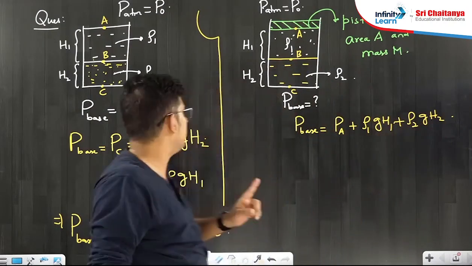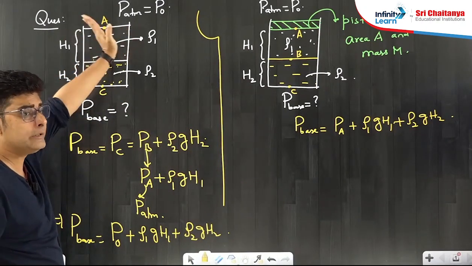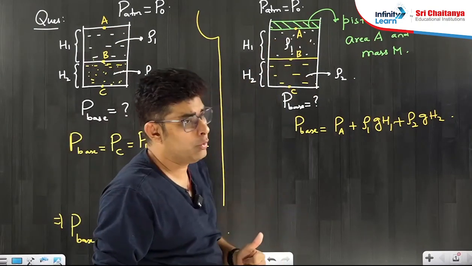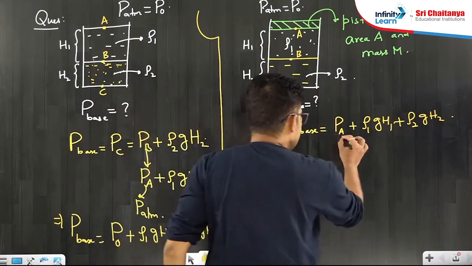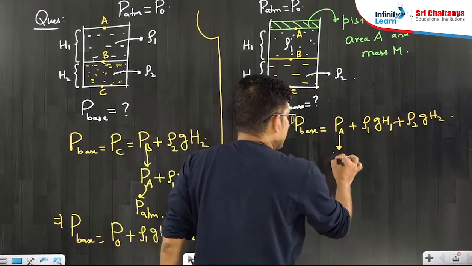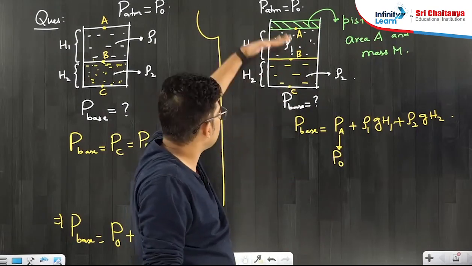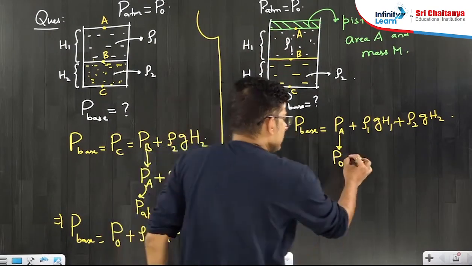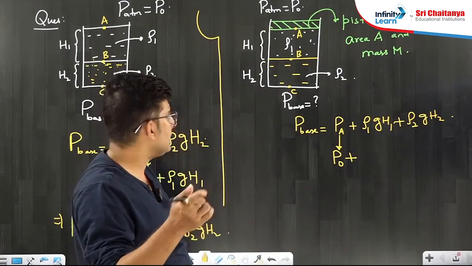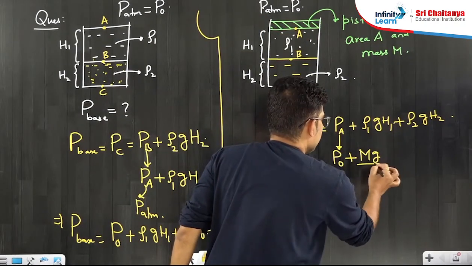Now the problem here is, in the previous case PA was P naught. Why? Because it was open to atmosphere. But is the point A over here open to atmosphere? The answer is no. So what is the pressure at point A? If you see the pressure at point A, first of all there is atmospheric pressure which is pushing it down, and there is pressure due to weight also. Now what is the pressure due to weight? Pressure due to weight is this piston's force mg divided by area.